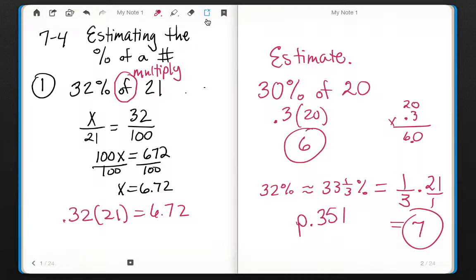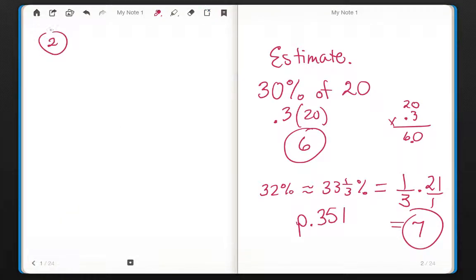Number 2. So again, we're estimating. Let's do 62.5% of 17. Now, I want you to look in your table and find 62.5 on page 351. What is it? 5/8.